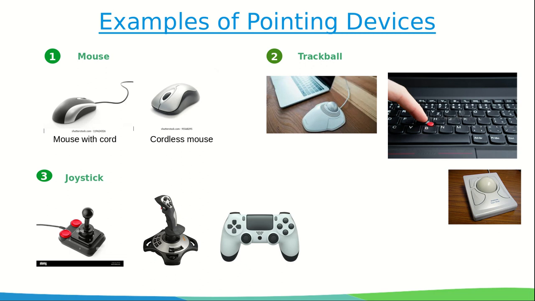The third example of a pointing device is a joystick. Joysticks usually, in most cases, are used for entertainment, like playing games. Joysticks can also be used in controlling machinery, like robots or robotic arms and other mechanical machines.